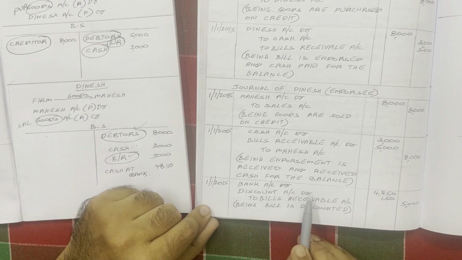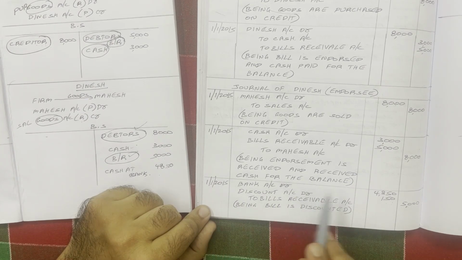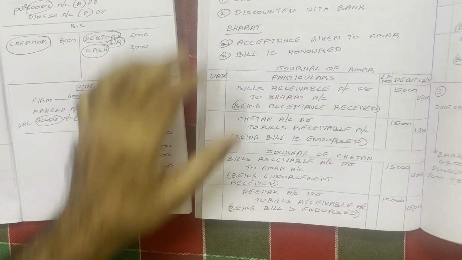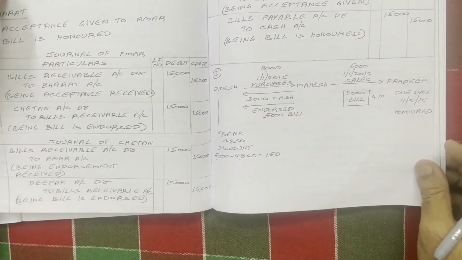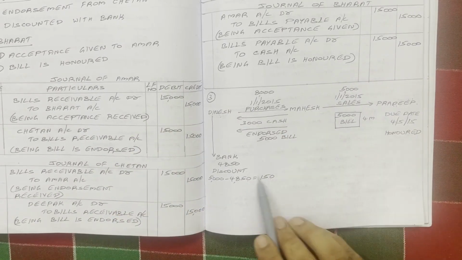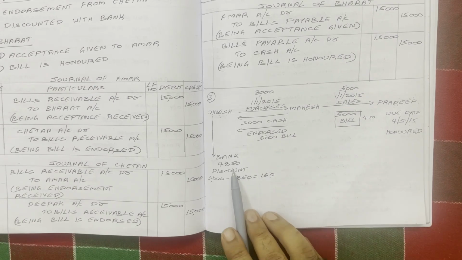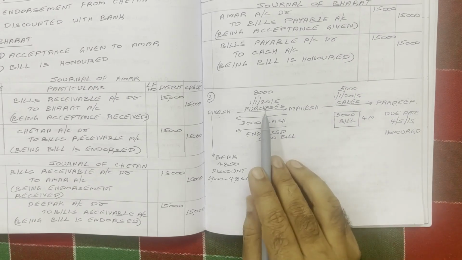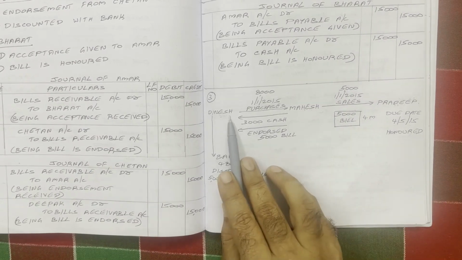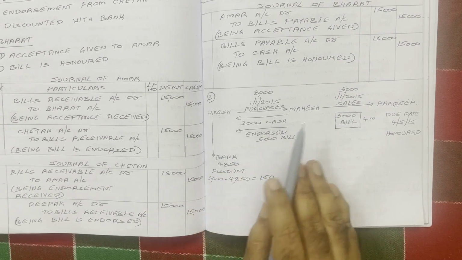Therefore, discount account is debited on the same day, 1st January. So this is the entry for discounting the bill. Narration, being bill is discounted. Next, what happened? On the due date, bank went to Pradeep. Bank presented the bill and Pradeep honored the bill. Transaction is between bank and Pradeep. So Dinesh is not affected, no? Therefore, for this honor in Dinesh books, we need not write any entry. So journal of Dinesh is also completed.